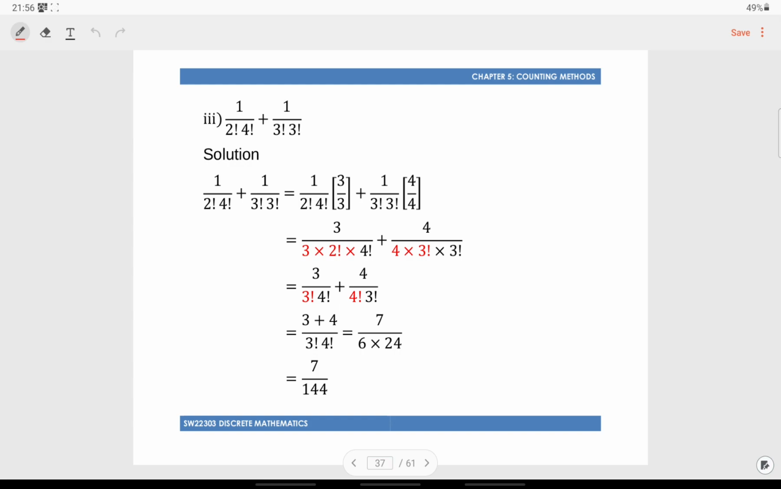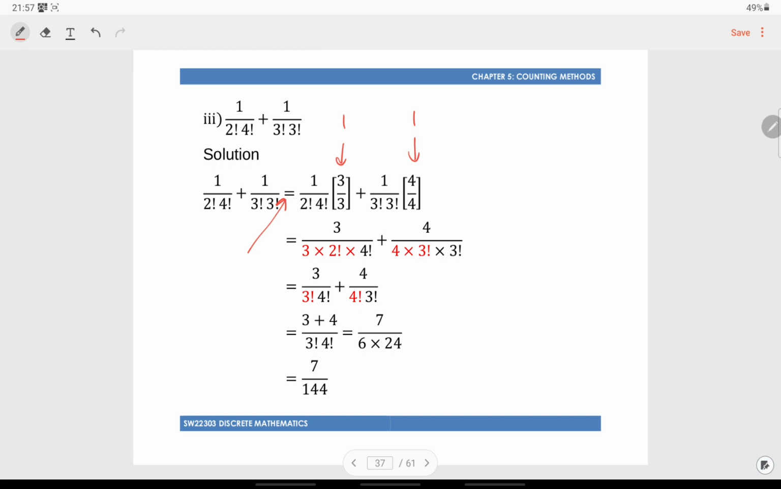So the first step is to make the denominator an equal value. Then we can proceed with the addition of fractions. So how to do that? To make the denominators equal, we can multiply both fractions by 3 over 3 and 4 over 4. The equation remains true because this fraction is equal to 1 and this fraction is also equal to 1. That's why we can still maintain the equal sign.